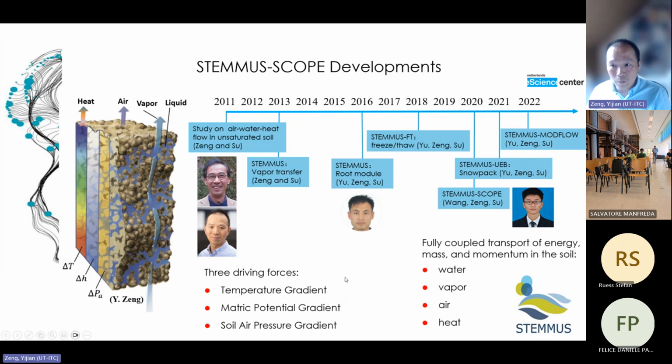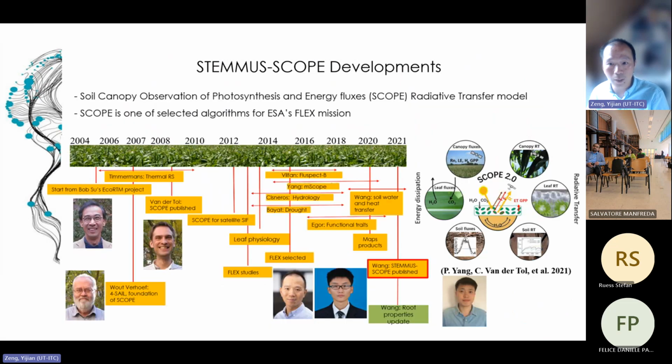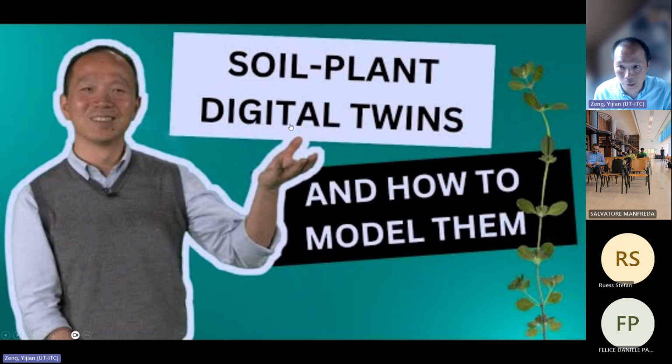A brief history of the STEMMUS-SCOPE model. We developed the STEMMUS soil model back in 2011, and it was developed until 2020. It is coupled with the SCOPE model. Further, we have InFit1 to couple the different components of the SCOPE model to the STEMMUS model. The SCOPE vegetation model itself goes back to 2004, and was developed until 2020. Then we coupled the STEMMUS and SCOPE models together. We are not going into too much detail there.